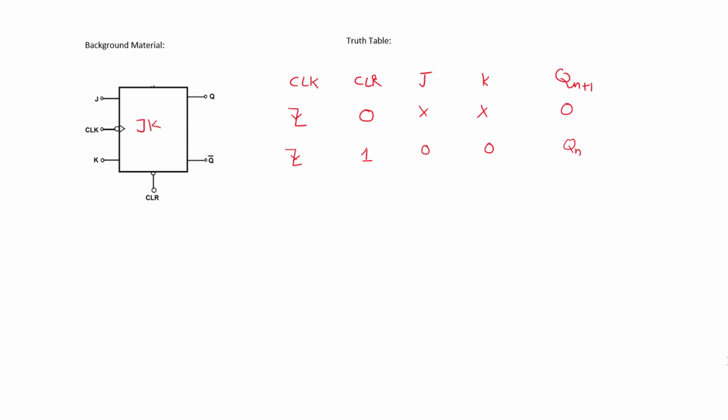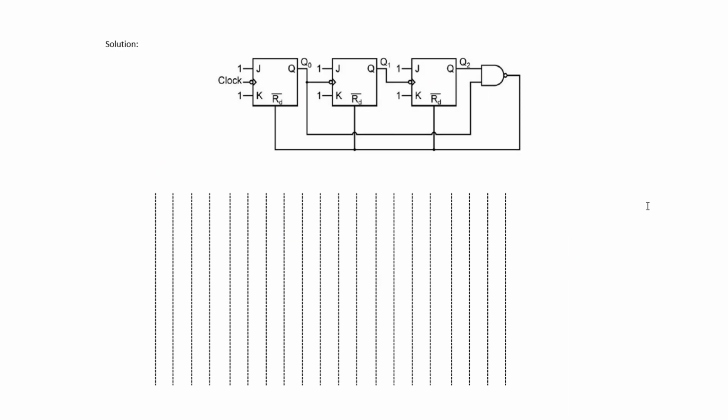The previous value is retained. When J is 0 and K equals 1, the output value of Q is 0. Similarly, J equals 1 and K equals 0, the output will be 1. When J is 1 and K equals 1, the output will be complemented: the previous value of the JK flip-flop's Q output will be complemented. So this is the truth table of the JK flip-flop.